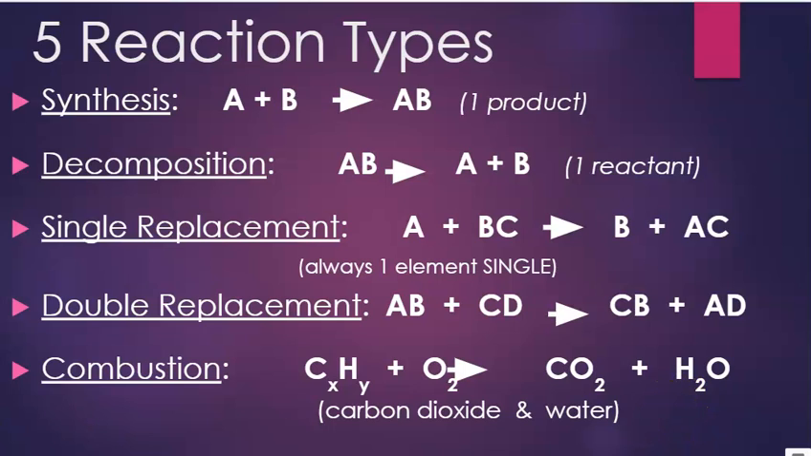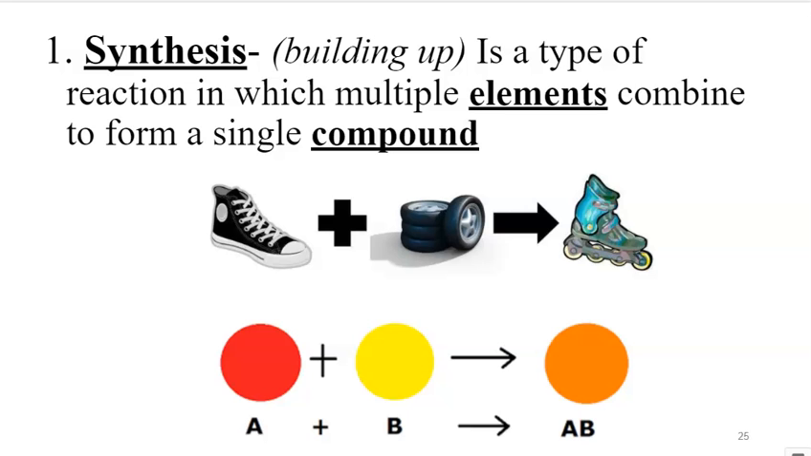Okay, so let's get some details on each one of these reaction types. The first one is synthesis, the building up. It is a type of reaction in which multiple elements combine to form a single compound. So my example here of like everyday objects is shoe plus wheels equals rollerblade, right? Or in the next example, it has red plus yellow is orange, gives you orange. So 2 discrete things will come together, elements will come together and form a single compound.